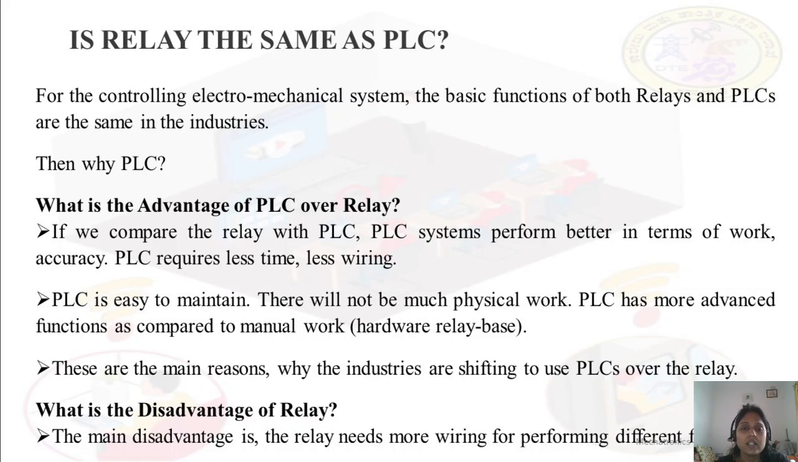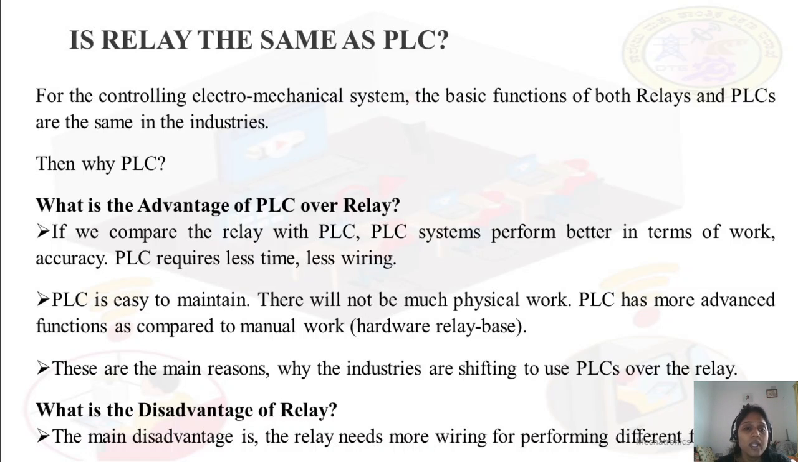If we compare the relay with PLC, PLC systems perform better in terms of work accuracy. PLC requires less time and less wiring, because in the PLC we do the programming in the system, so it does not require much wiring, and it is also easy to maintain. There will not be much physical work. PLC has more advanced functions as compared to manual work. So these are the main reasons why industries today are shifting to PLCs over relays.